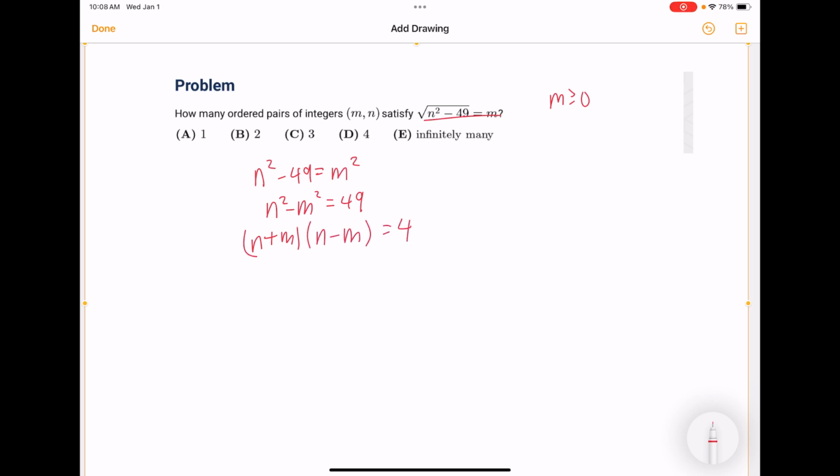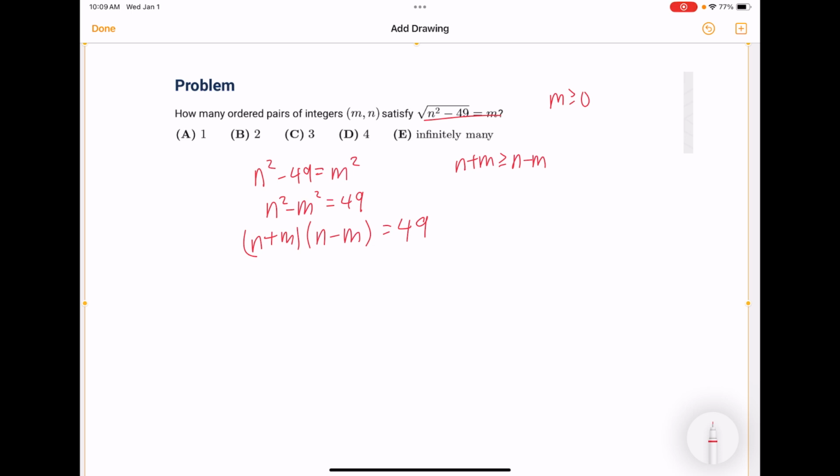is equal to 49. And it is clear that n plus m would be greater than or equal to n minus m. And that's because n can be a negative number, but m cannot. So therefore, even if n is a negative number, a negative number plus a positive number is always going to be greater than a negative number minus a positive number. So basically, n plus m would definitely be greater than or equal to n minus m.